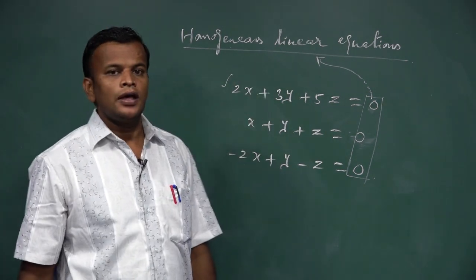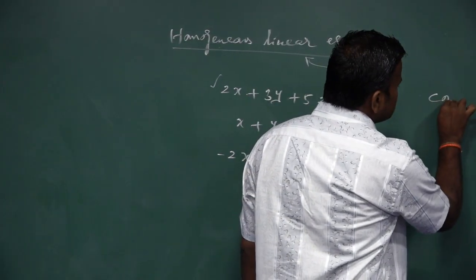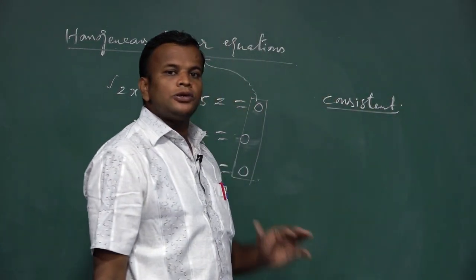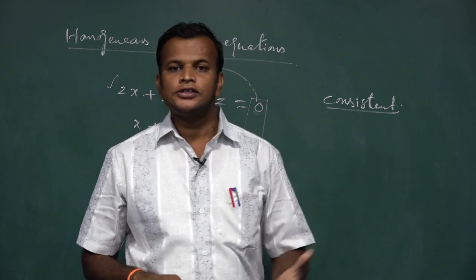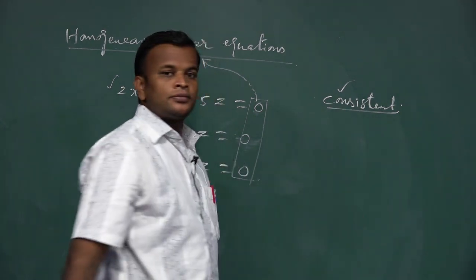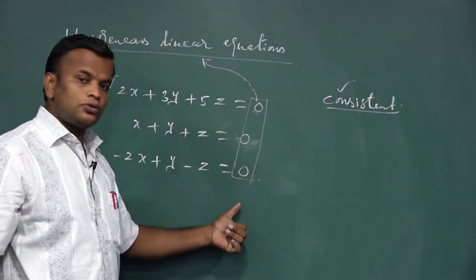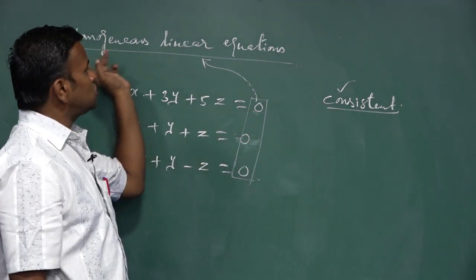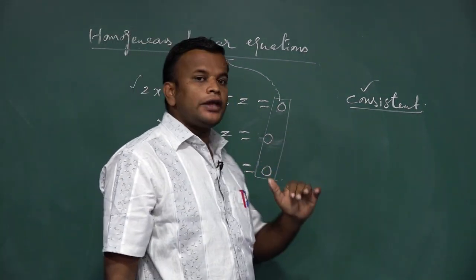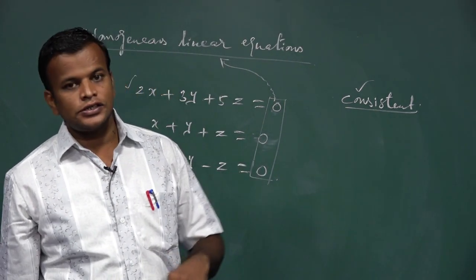In this homogeneous linear equation, the system is always, an important question, consistent. But in a non-homogeneous equation, it may be consistent or inconsistent. In a homogeneous linear equation, the system is always consistent. That is, it is always possible to find the solution, because all the RHS are 0. So a homogeneous linear equation is always consistent. And in this case also, how to find the solution? The rank may be 3 or less than 3.